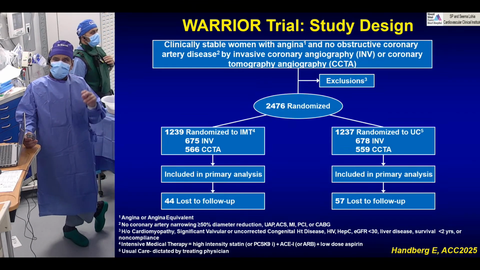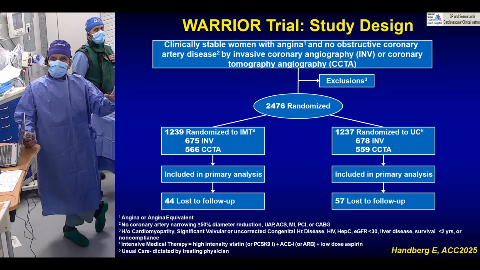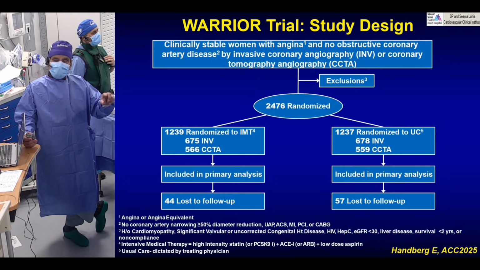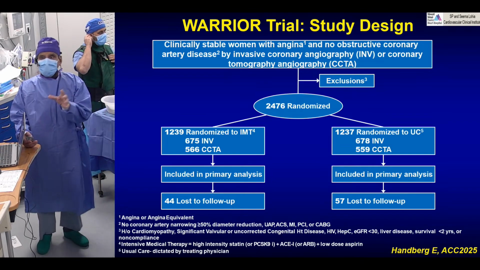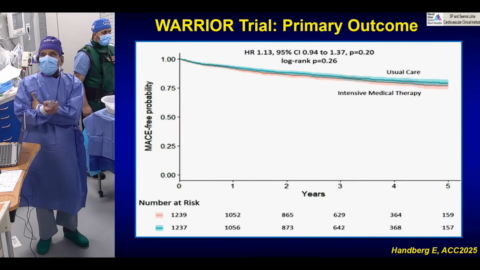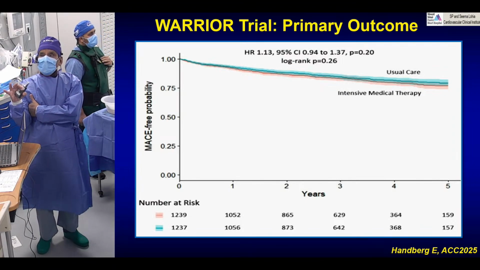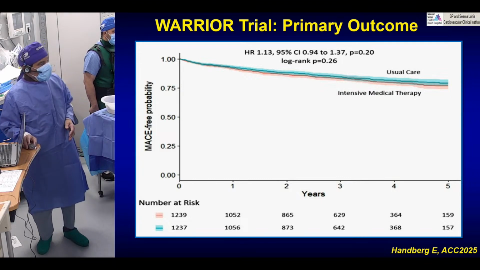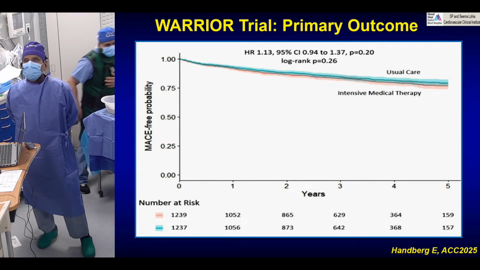therapy, which was defined as high-intensity statins, PCSK9 inhibitor, ACE inhibitor, and low-dose aspirin. I just want to say SGLT2 inhibitors and other receptor blockers were not used in this particular study. What did they find? At 5-year follow-up, exactly identical, usual care versus intensive medical therapy. One of the criticisms was that patients in usual care gradually got better treatment and it became more intensified.